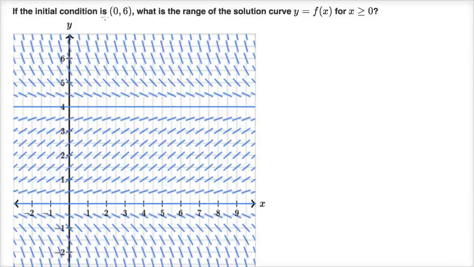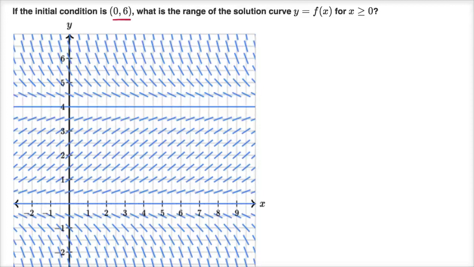If the initial condition is (0, 6), what is the range of the solution curve y equals f(x) for x greater than or equal to 0? So we have a slope field here for a differential equation, and we're saying, okay, if we have a solution where the initial condition is (0, 6), so (0, 6) is part of that solution.